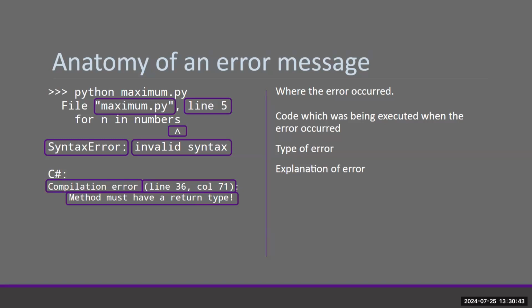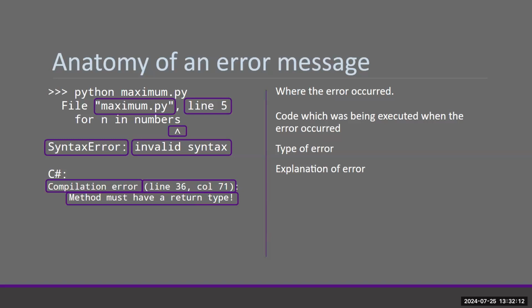So Python up here says the file maximum.py at line 5, and then it gives you what line of code that was: for n in numbers. On the next line down, it's pointing to it with a caret symbol, and then it tells you what the error is. It's a syntax error, so something in the grammar, and it says invalid syntax. So you messed up on your grammar somewhere. In this case, I believe that it was missing a colon at the end.